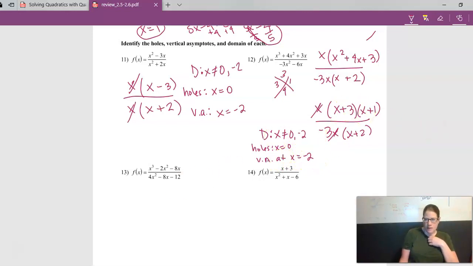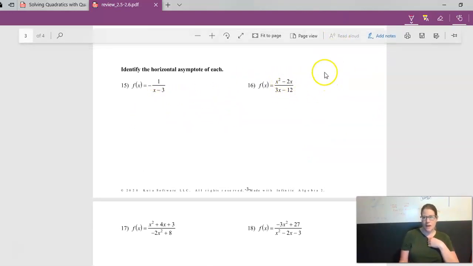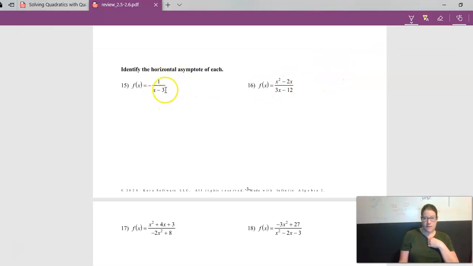Okay, so let's go ahead and skip down some more. The horizontal asymptote, remember we need to check the degree in the numerator and in the denominator. If it is big over small, then there is no horizontal asymptote. If it's small over big, there's a horizontal asymptote at y equals 0. And if it's the same over the same, then it's going to be at leading coefficient over leading coefficient.